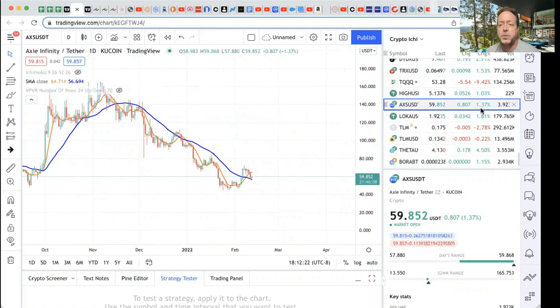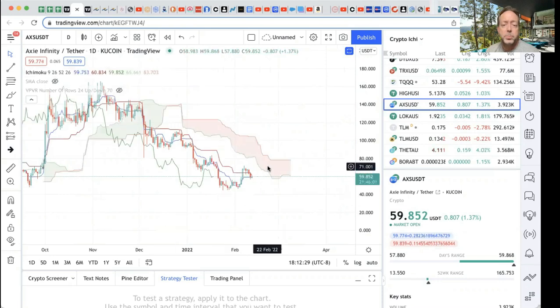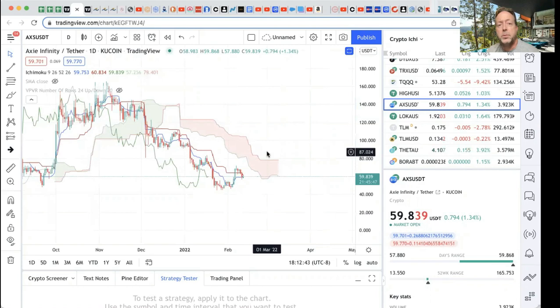However, right now it's up 1.37%. Okay, in Ichimoku Cloud, we're below the red. So typically what you want to do is not buy when it's below the red, or at least buy when it's breaking through the red. That's more important with day trading or wanting to get an exact moment on stocks. You definitely want to make sure it's breaking through the red.